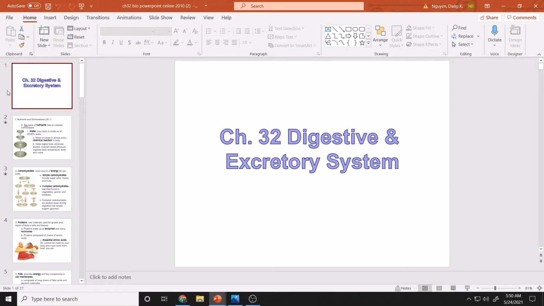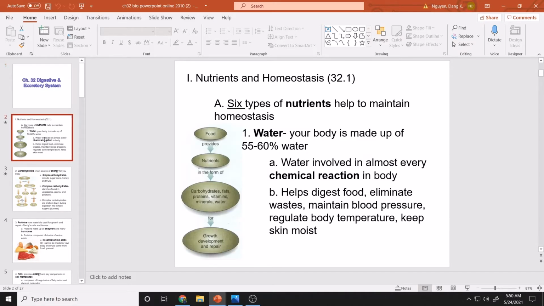This screencast is on Chapter 32, the Digestive and Excretory System. So it's basically how you get your nutrients, it's how you process it, so that you can maintain homeostasis. There are 6 types of nutrients, and the most important one is probably water, because your body is mostly made up of water, and water is a good solvent, and it's involved in every chemical reaction in the body.